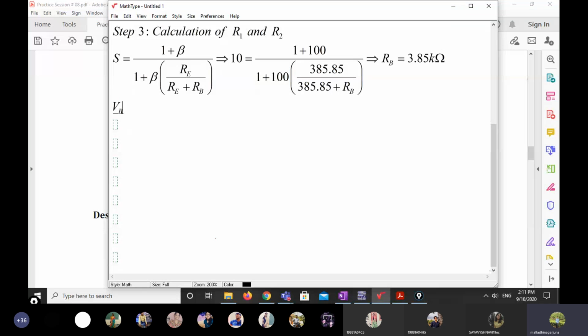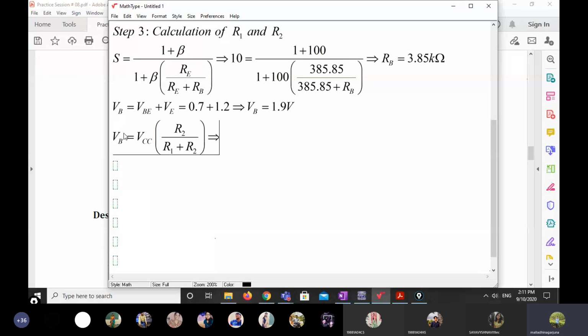Next, VB equal to VBE plus VE. VBE value is 0.7 for silicon. Okay, VE is how much it is? 1.2. So total VB equal to 1.9 volts. This is 1.9 volts. Okay, next. Next one is the VB, where VB equal to VCC into R2 divided by R1 plus R2.